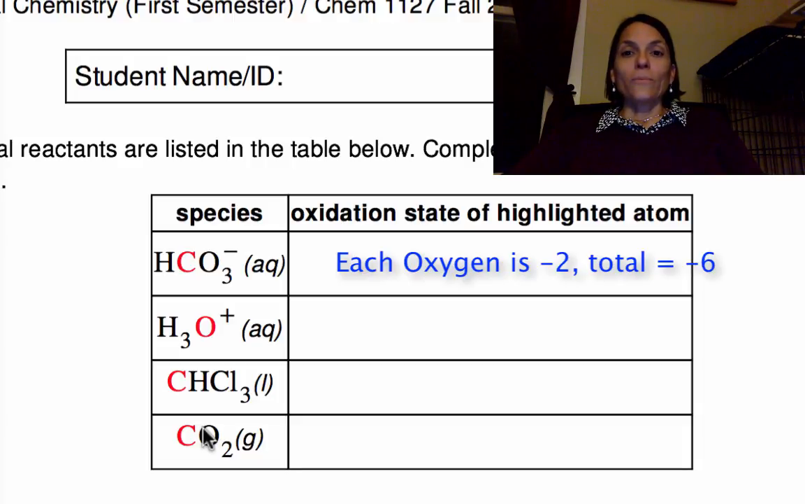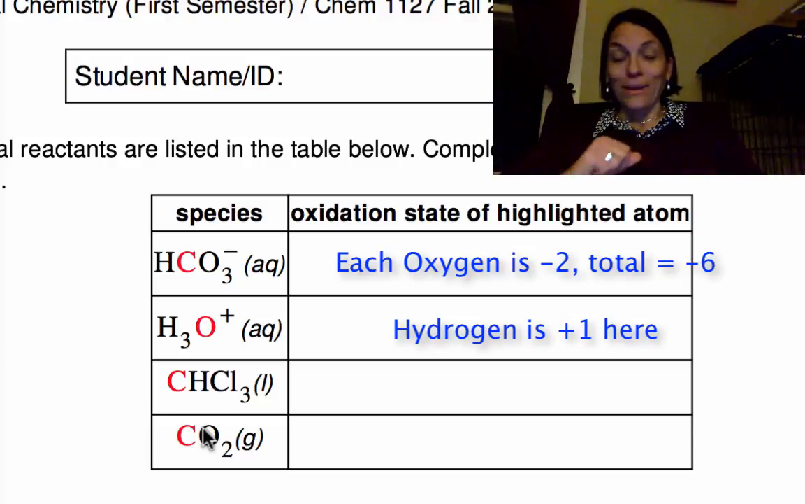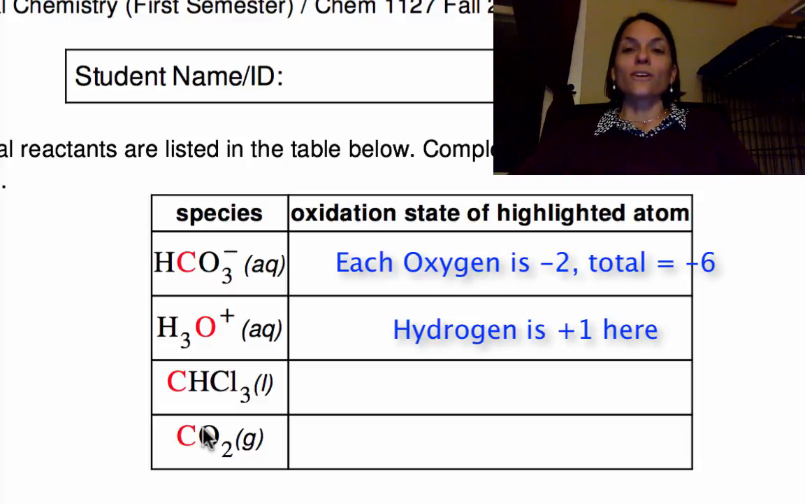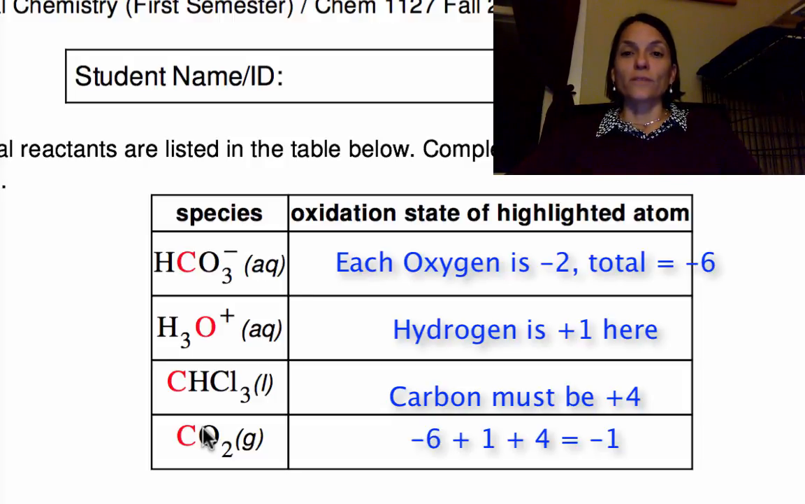Now the hydrogen is combined with nonmetals, so it's going to be a +1. So the oxygens are a total of -6, the hydrogen is a +1. That means that the carbon is going to have to be +4 in this case, an oxidation state of +4, so that the overall sum of all the atoms is -1. All right, what about the next one?